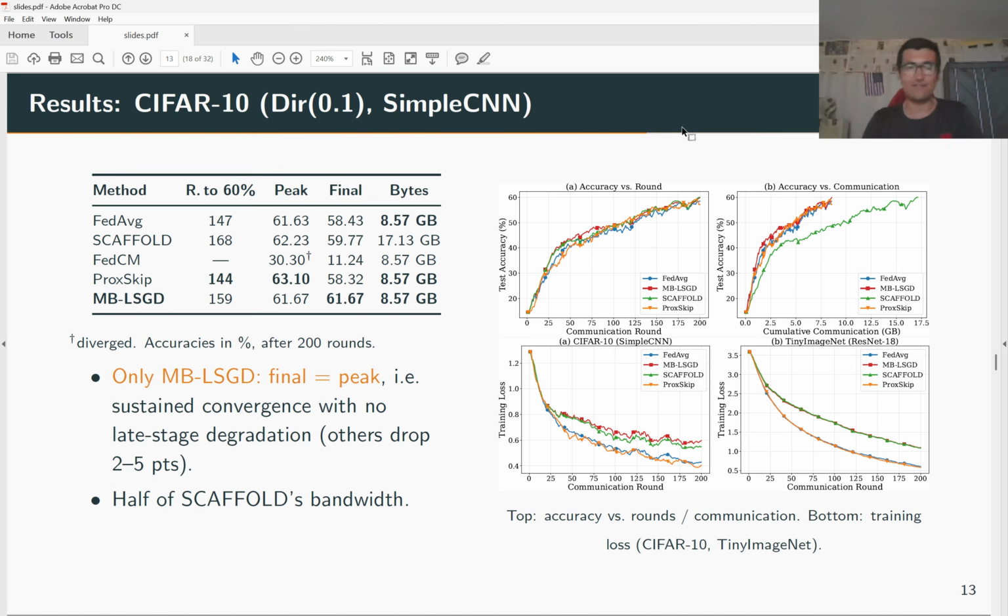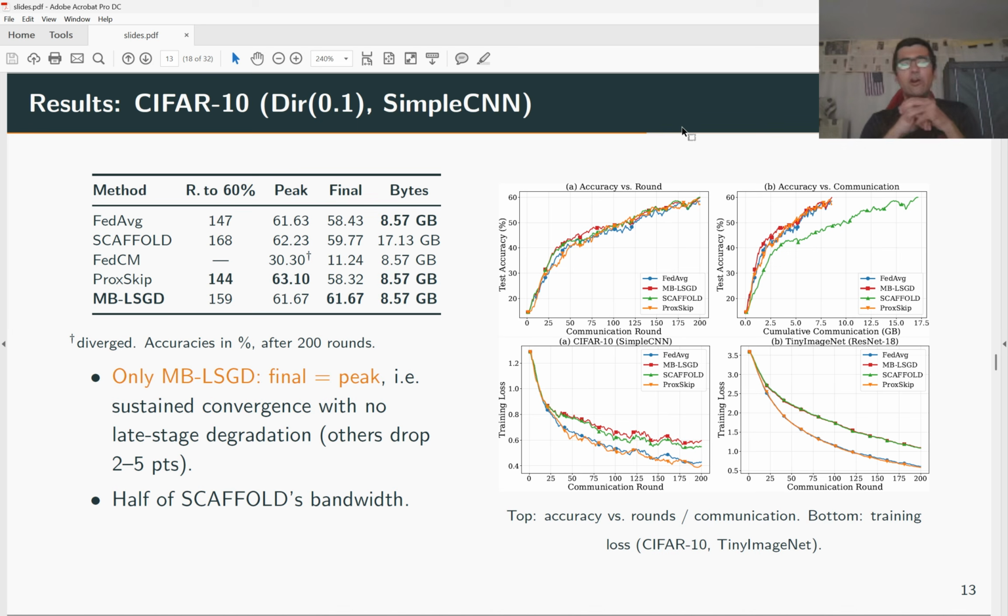But look at the peak versus final columns, because that's the interesting story. Every other stable method peaks and then degrades. ProgSkip peaks at 63.1 and ends at 58.3. FedAvg drops about 3 points, Scaffold about 2.5. MB-LSGD is the only method whose final accuracy equals its peak, 61.67%. No late stage decay at all. And that makes it the best final accuracy on the slide. In a real deployment, you usually live with the model you have at the end, not the best point it happened to pass through during training.